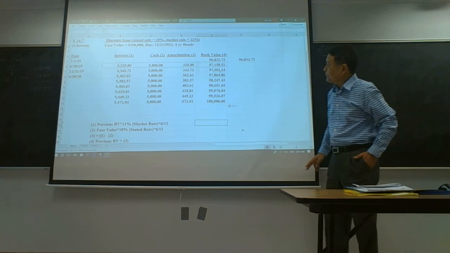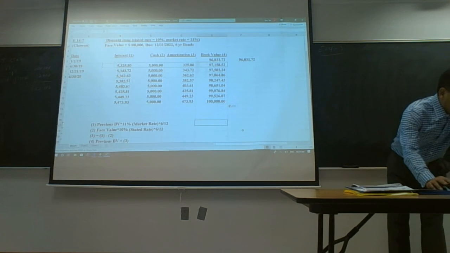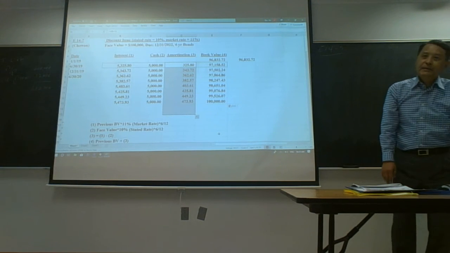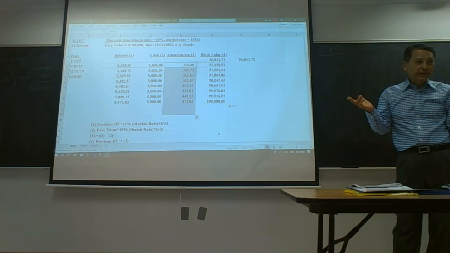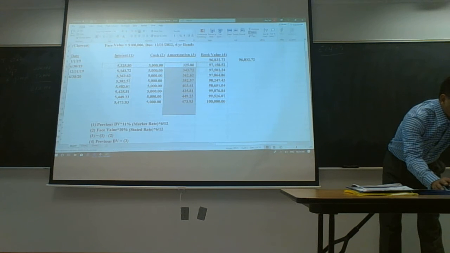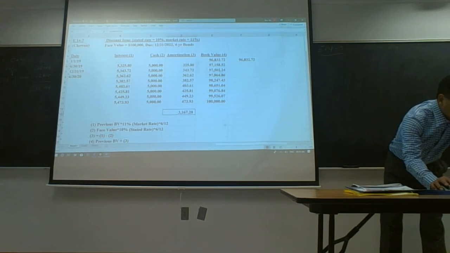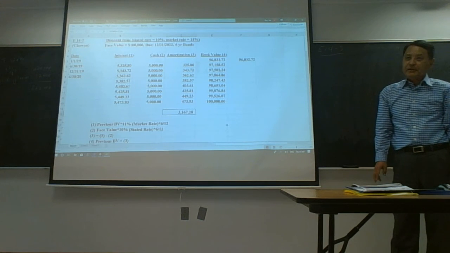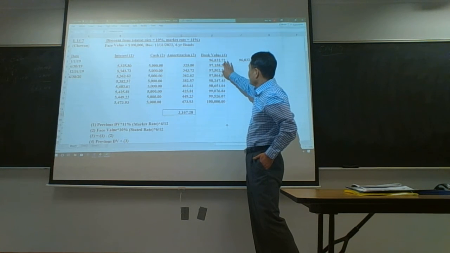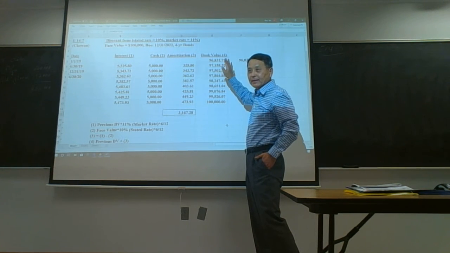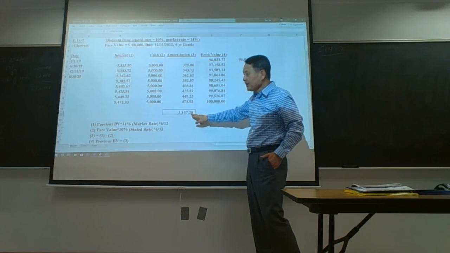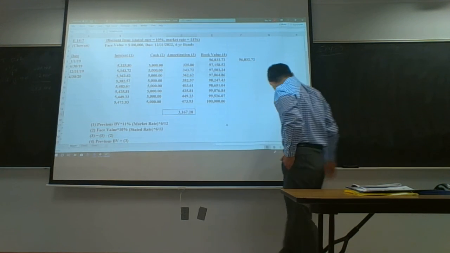And also, if you add this up, this is the total discount, right? The discount must be $3,167. This is the total discount. So face value 100,000, selling price 96,832, and the difference between these two, or discount, is 3,167.